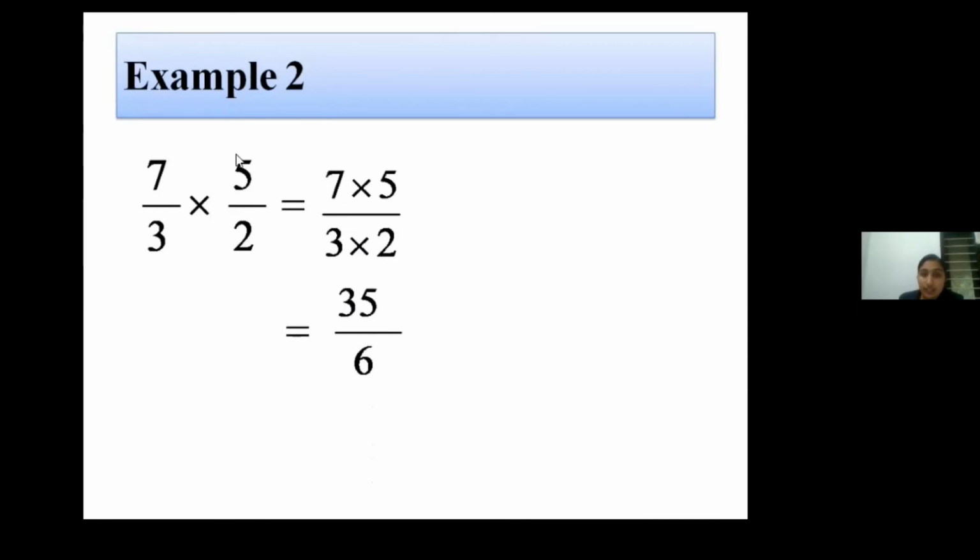Here, multiplication of two fractions, 7 by 3 into 5 by 2. In 7 by 3, 7 is the numerator and 3 is the denominator. In 5 by 2, 5 is the numerator and 2 is the denominator. For multiplying two fractions, we find the product of numerators by the product of denominators. The numerators are 7 and 5, the denominators are 3 and 2. That is 7 into 5 by 3 into 2. 7 into 5 is 35, 3 into 2 is 6. The answer is 35 by 6.